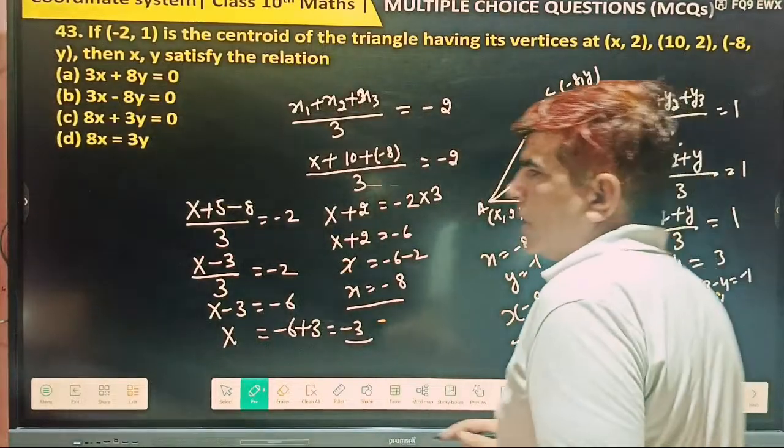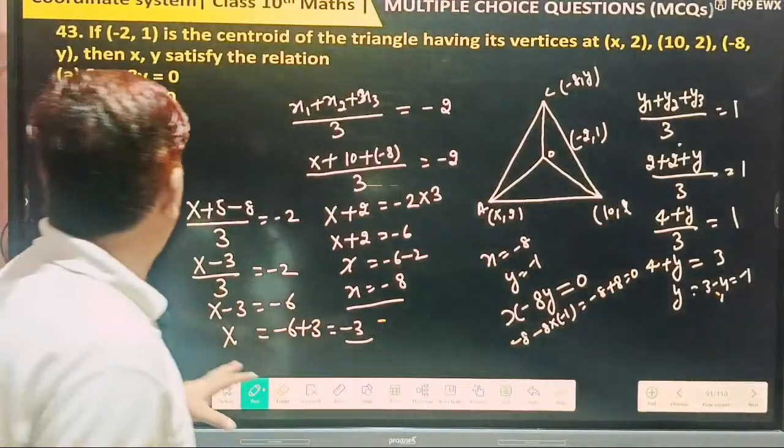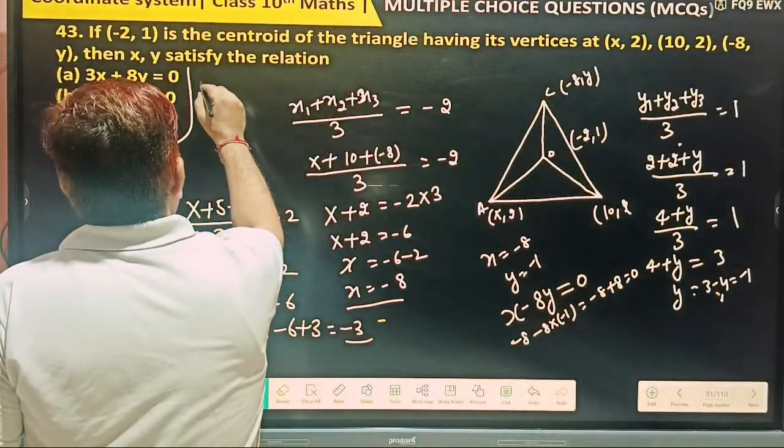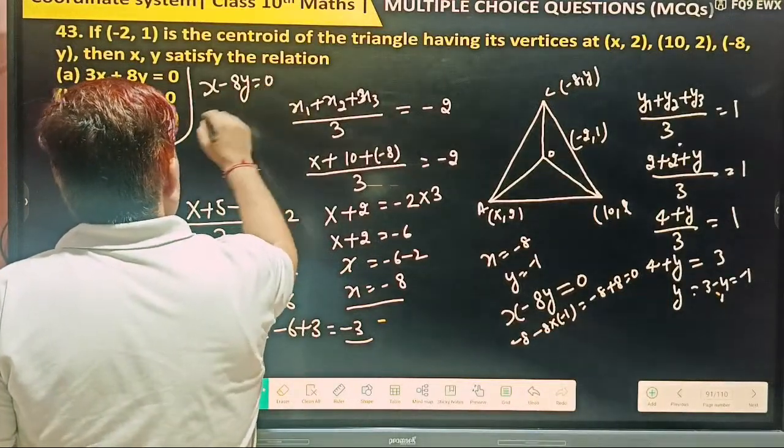Understood? What are the coordinates of A here? So the change in it is this, so not the answer in it. So what's your answer? Your answer is x minus 8y equal to 0.